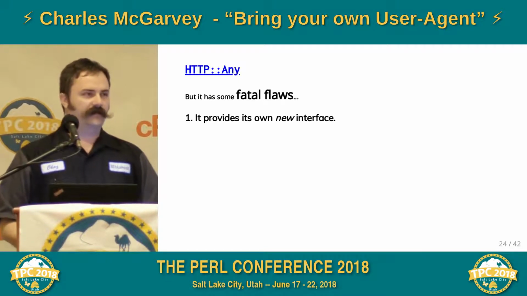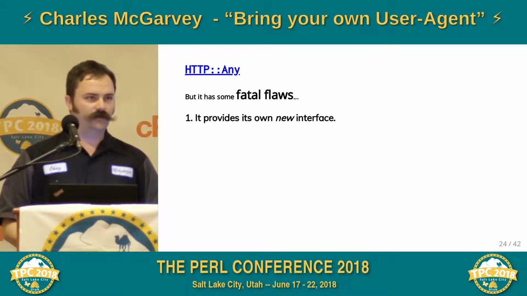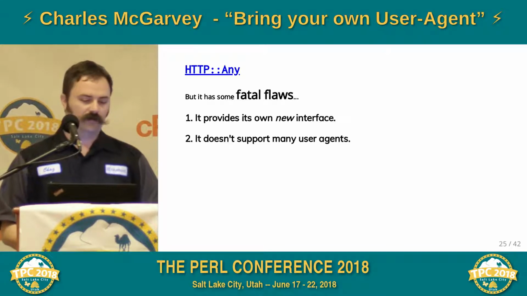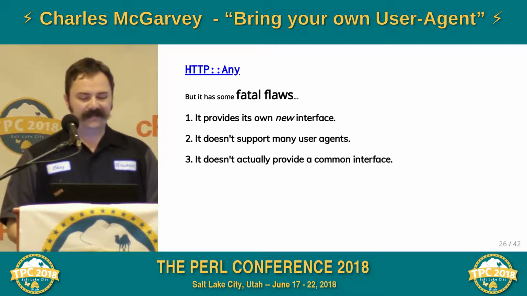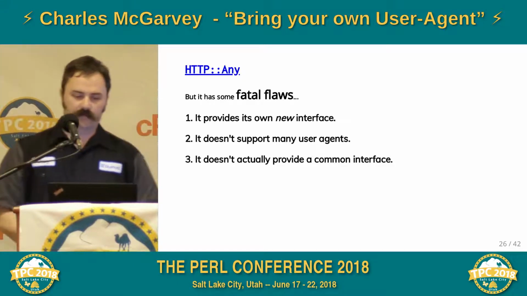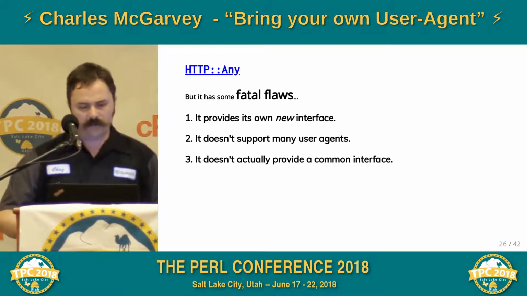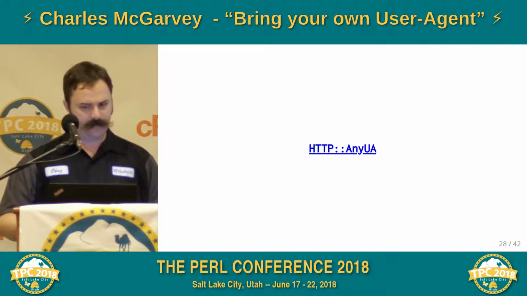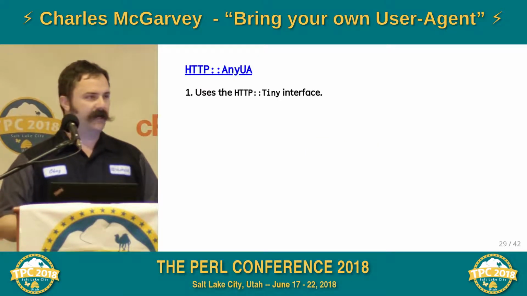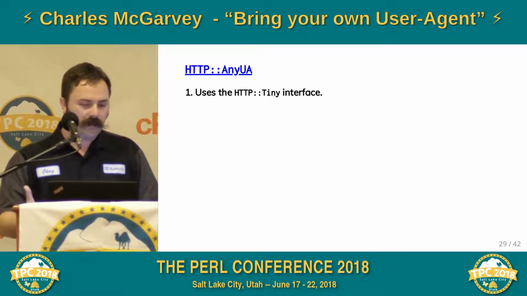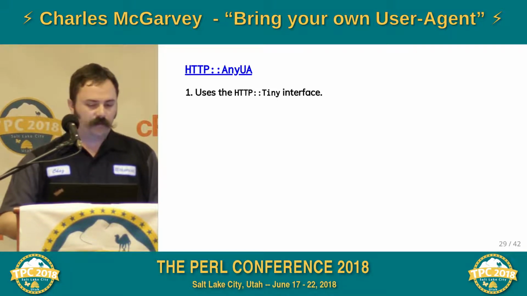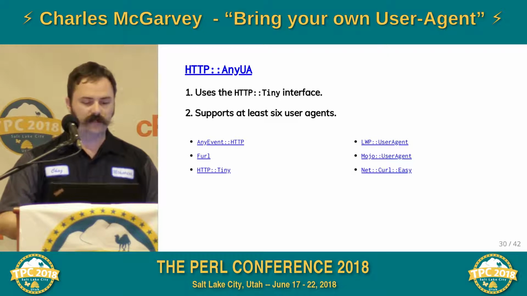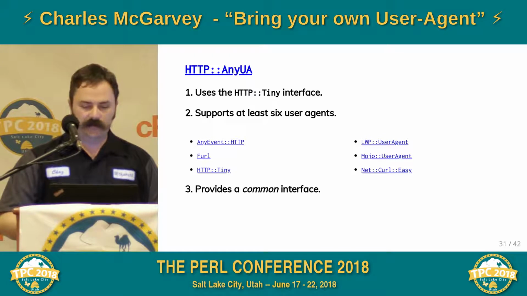It provides a new interface. I don't think anyone wants to learn a new user agent interface. It doesn't support a whole lot of user agents at the moment, and it doesn't really provide a common interface, so it's not really usable as an adapter. So I wrote one. It's called HTTP::AnyUA, the UA being user agent. It solves the problems that I had with the other module. It uses the HTTP::Tiny interface, because a lot of people know that, and it's a good one. It supports currently quite a few back-end user agents that you can just plug in and they'll work. And then again, it provides a common interface that can be used as an adapter.